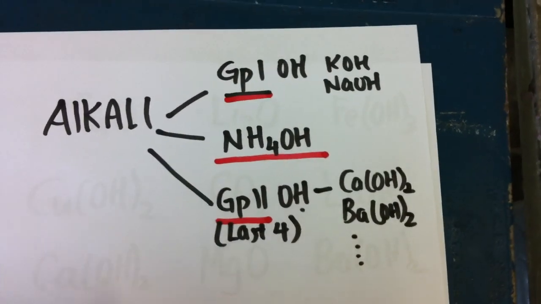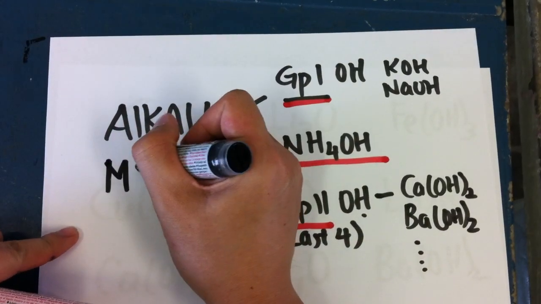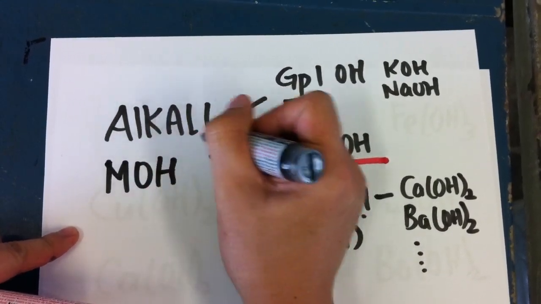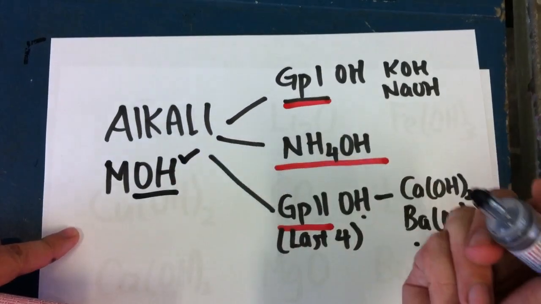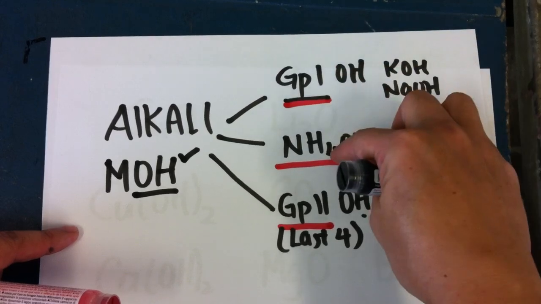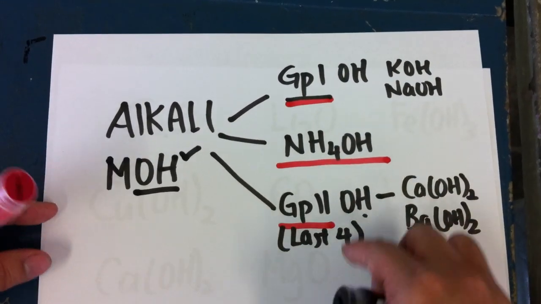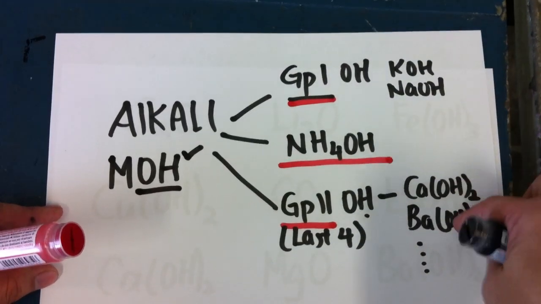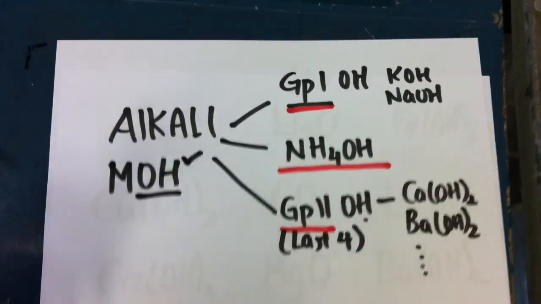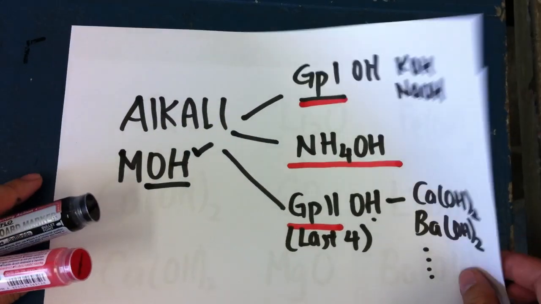So please remember, to be an alkaline, you must have something OH, and you must be either in group 1, the NH4 category, or in group 2, the last 4. It must be a hydroxide in order to be alkaline: a hydroxide and one of these 3 categories.